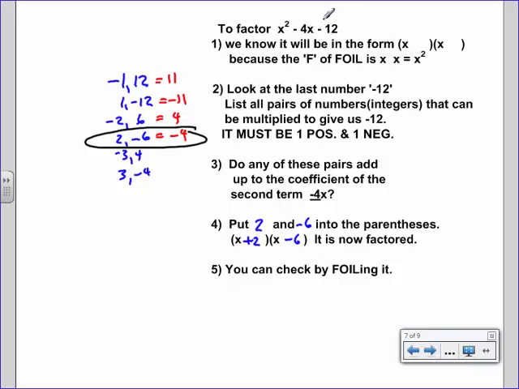So what we see is when we have a minus or negative here, we have twice as many possible factors to try. So it can be just slightly more time consuming.